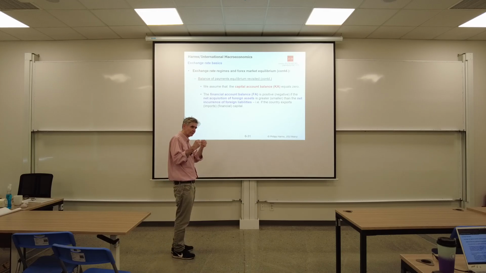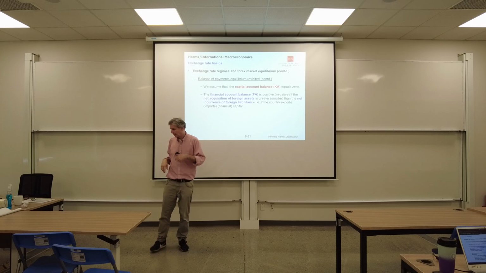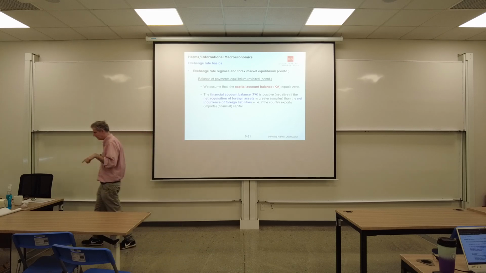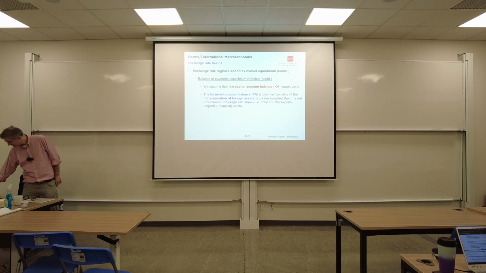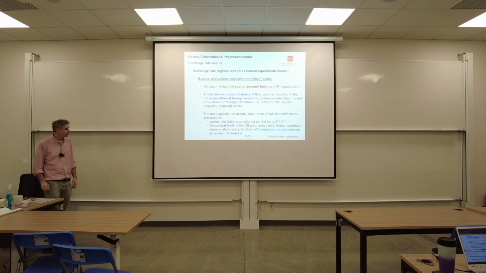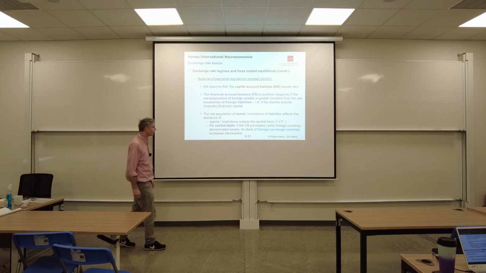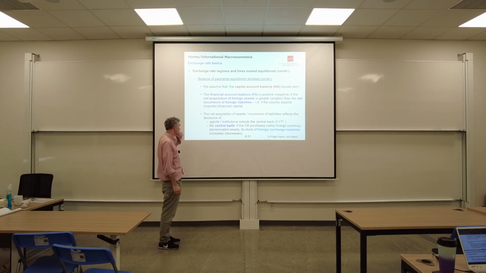That's important that you get this straight, right? FA greater than 0, capital outflows. You have a demand for foreign assets which is bigger than foreigners' demand for your assets. Financial account negative means capital inflows, so you have a lot of foreign demand for domestic assets. So the net acquisition of assets and the incurrence of liabilities reflects the decisions of agents and institutions outside the central bank and of the central bank.